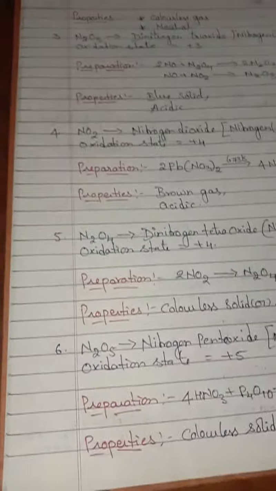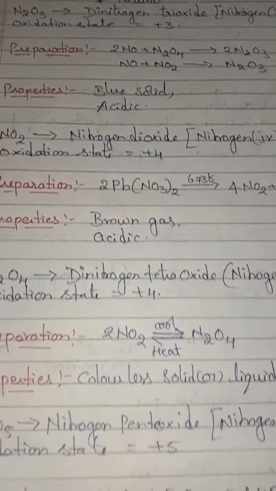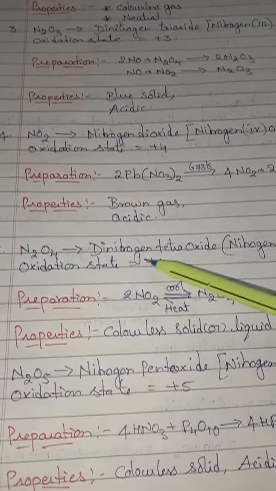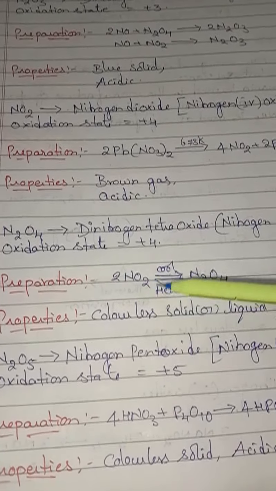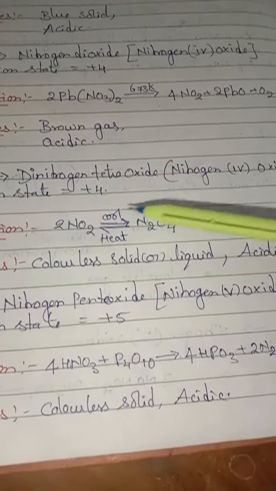Next is N2O4, dinitrogen tetroxide. It can also be written as nitrogen(IV) oxide, meaning its oxidation state is +4. Its preparation is 2NO2 giving N2O4. Look here, children: it is a reversible reaction. When 2NO2 is cooled we get N2O4, and when heated it goes back. Its properties: it is a colorless solid or liquid and acidic in nature.